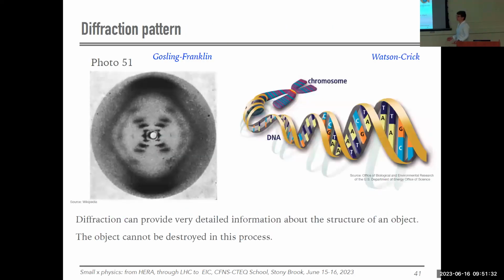And you can be more fancy. We all know this famous picture, the Gosling-Franklin picture. This is a diffraction of the DNA. By looking at the structure of this diffractive pattern, where are these bars here, what is the angle between these two lines, you can learn a lot about the structure of the double helix. So diffraction can provide very detailed information about the structure of an object. Of course, you cannot destroy the object in the process, otherwise you don't have lasting diffraction.